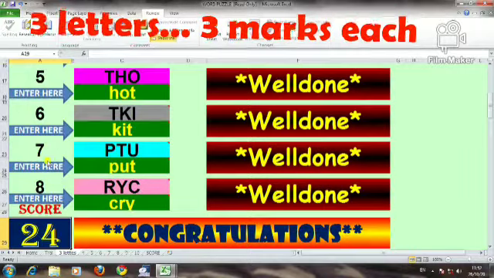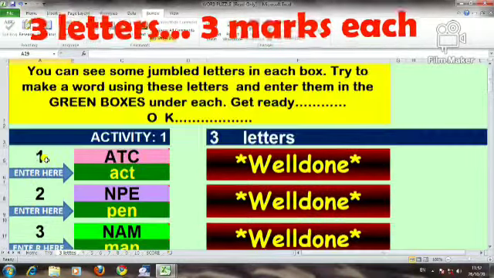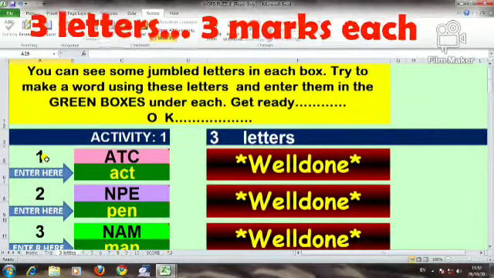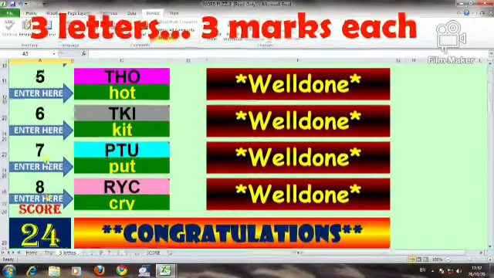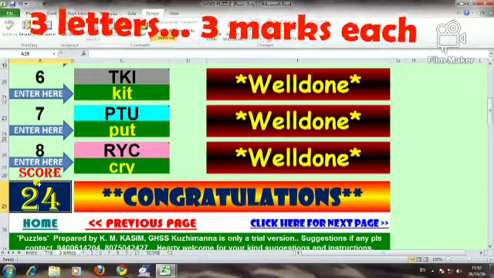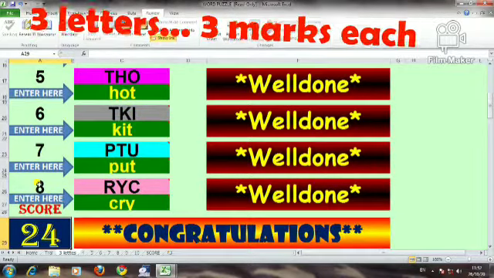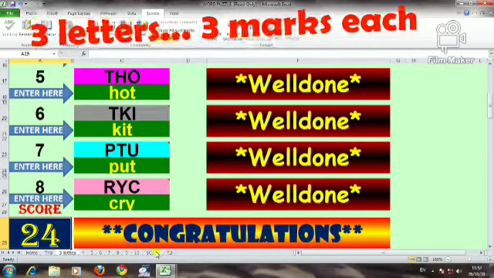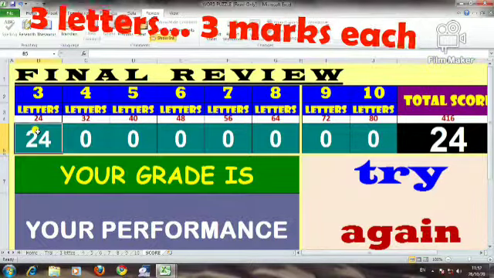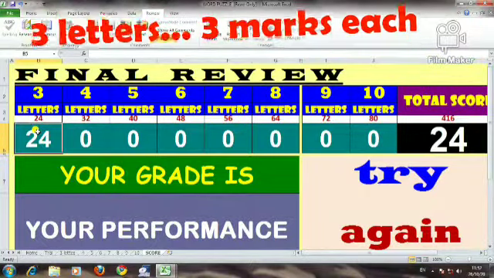Now we have completed 8 tasks here. So each task carries 3 marks, that is 24 marks total. Now you have got the total marks of 24. And let's go to the score page now. Here you can see we have got 24 marks here.